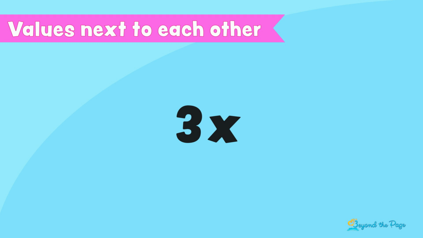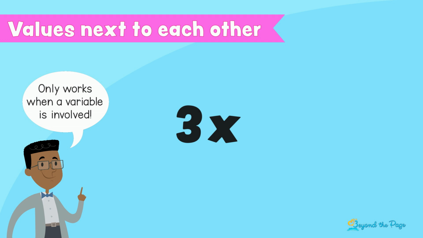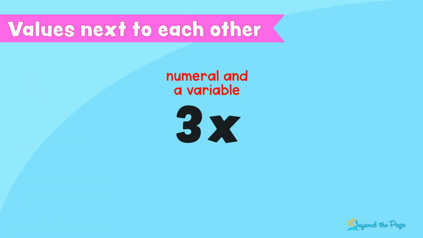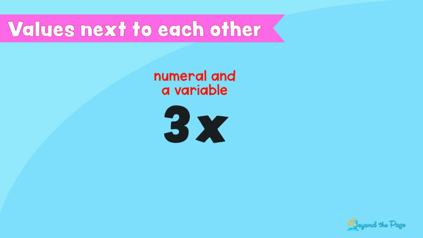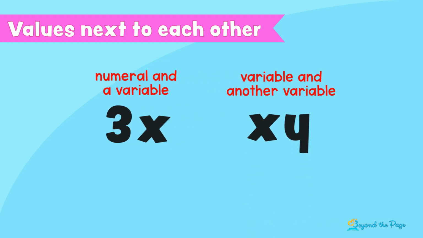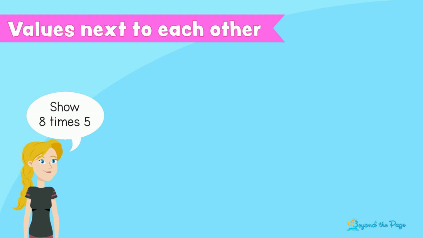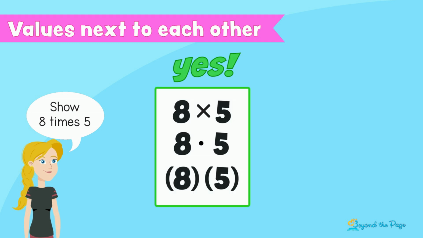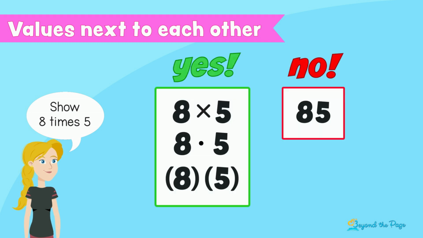In this example, the numeral 3 is multiplied by the value of the variable x and is shown as 3x. Remember that this way to show multiplication only works when a variable is involved. You can multiply a numeral and a variable, like 3x, or a variable and another variable, like xy, but never two numerals. For example, if you wanted to show 8 times 5, you could write it like this, but never like this.